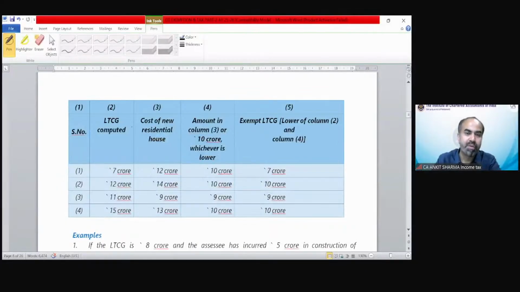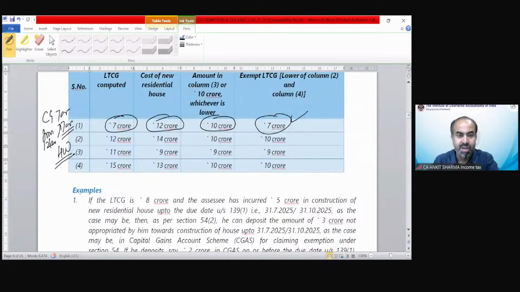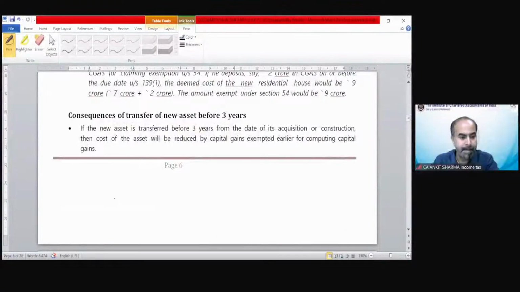There are questions also, like the first case we discussed. Suppose long-term gain is 7 crore. Cost of new house is 12 crore. So the maximum amount is 10 crore. So how much exemption can we claim? The provision says if capital gain is 7 crore and investment amount is 12 crore, we cannot claim more than the capital gain amount. So the exemption would be 7 crore. So these are also your homework. You can go through all these questions. These examples are also your homework part. Consequences.